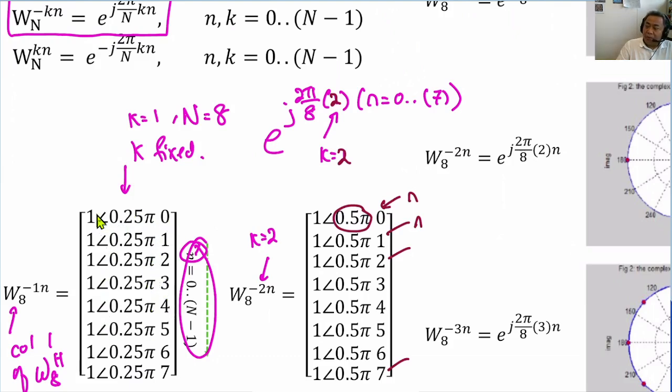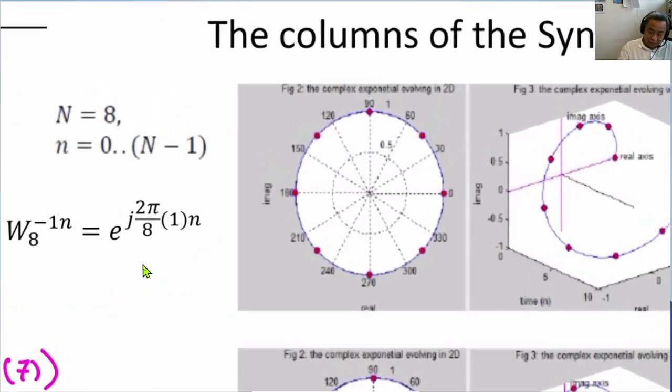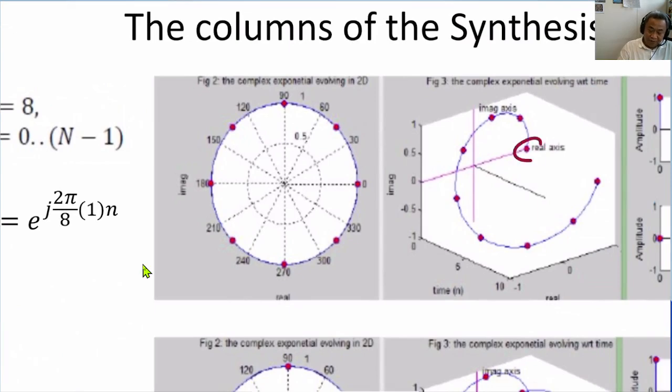Now let's visualize this guy. When we are multiplying 1 e^(j 0.25 pi) times 0, this is angle 0. So it is absolute value 1 angle 0. Here is absolute value 1 angle 0.25 pi. Here's absolute value 1 angle, here is 0.25 pi times 2 is 0.5 pi. So let's visualize this. This is the first element along the rail, which is 1 angle 0.